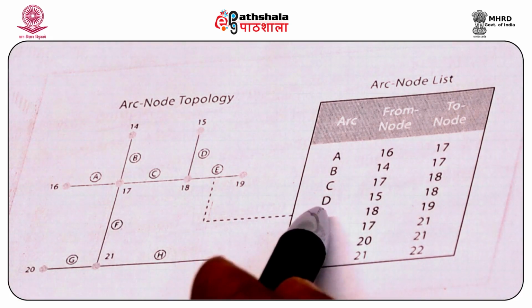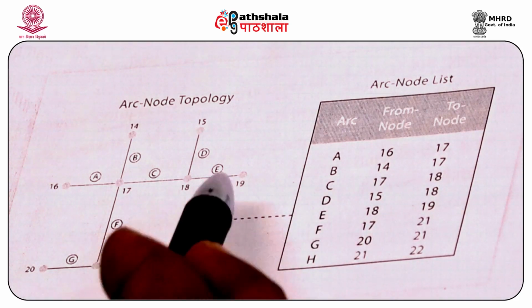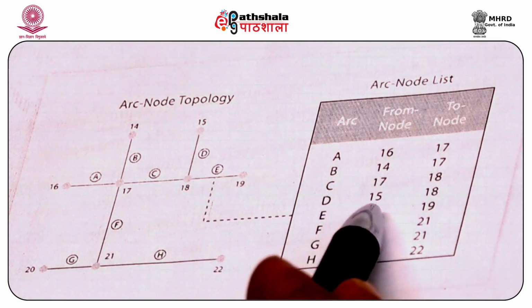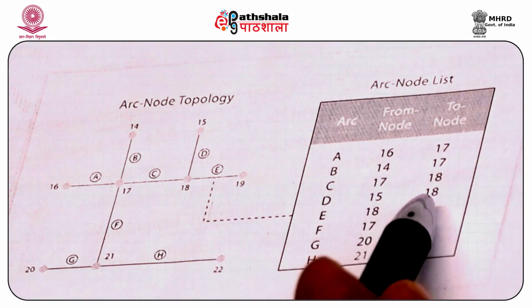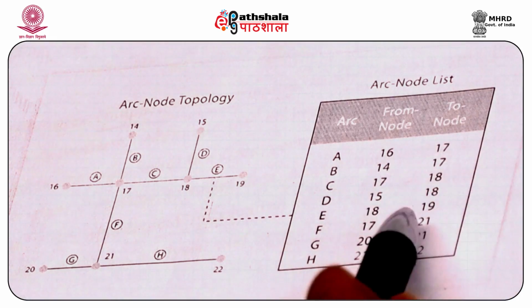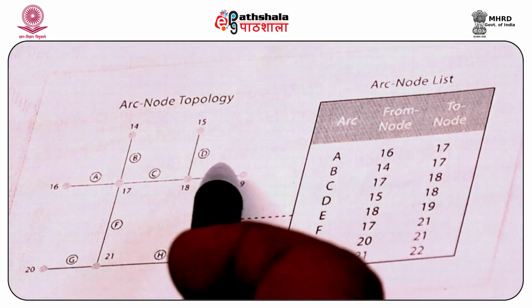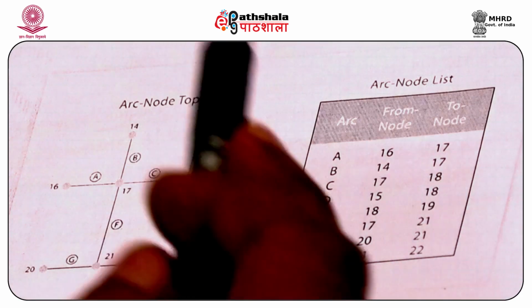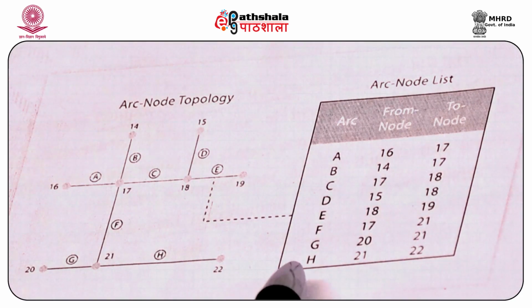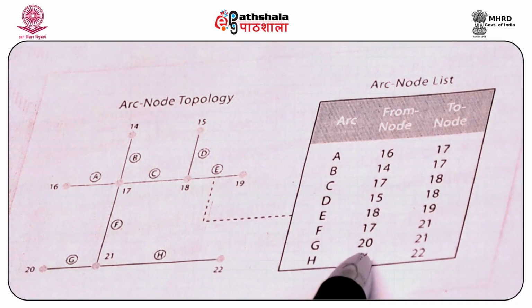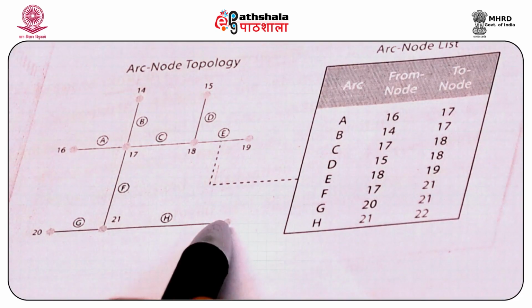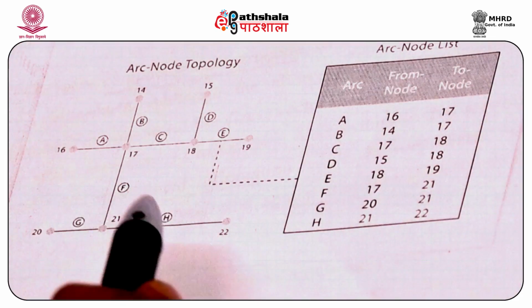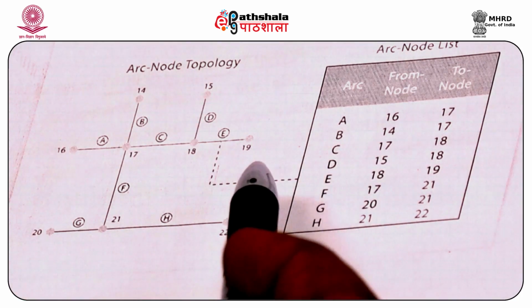Similarly, you can come down, for example arc E, E is here. So, arc E starts from node 18 to node 21. So, 18 to 21. Similarly, arc H, the last arc, starts from 21 here at the bottom, and ends at 22. So, this way we can say this is a topological model.